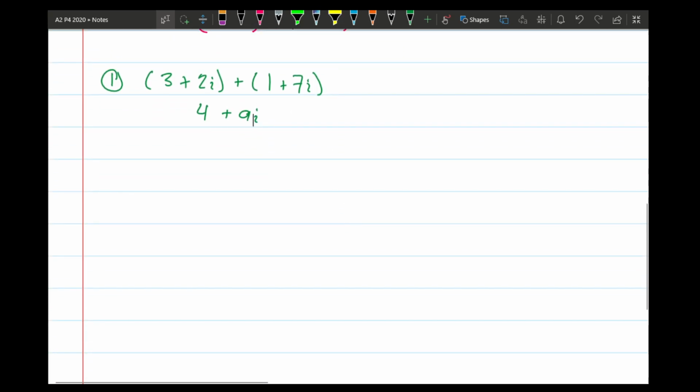So let's do a subtraction one. Why can't I say subtraction? My mouth is not working properly.